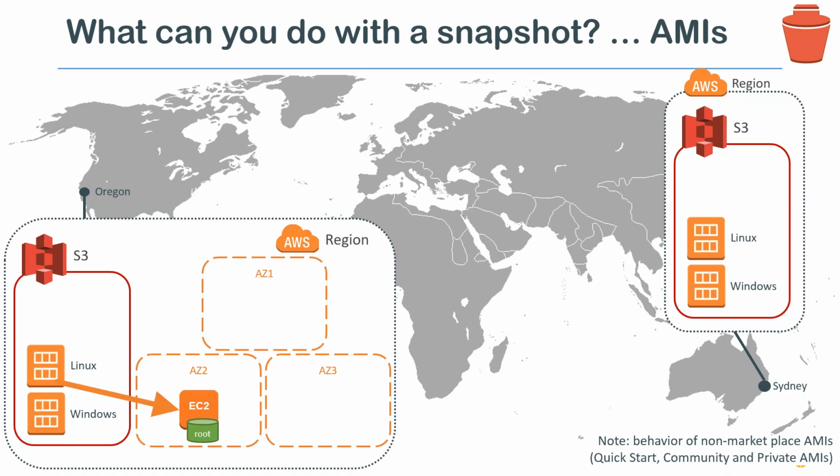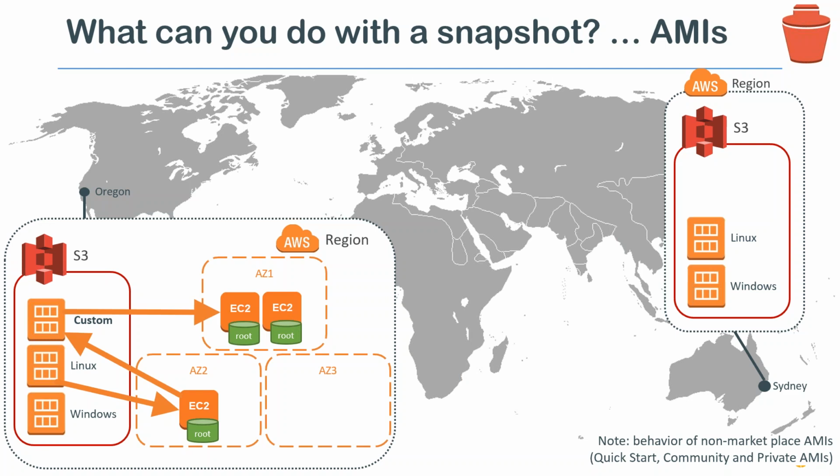Say in this case in Oregon, you have an S3 bucket and you have Linux and Windows and you have an EC2 root, and you create a custom image. You just add some more data, some more binaries, and then you customize it, and you created a machine image and you put it back into S3 now. So from here, what you can do is move it to another availability zone within Oregon itself. Or you can move it to another region also, and you get your custom image as well as the base images also.